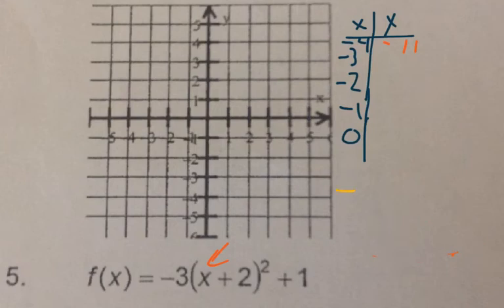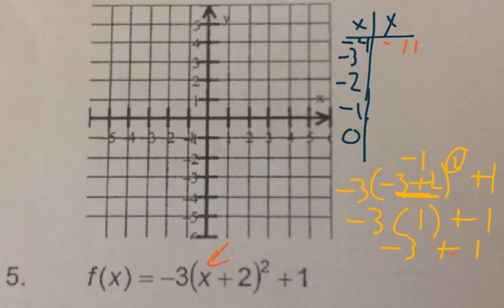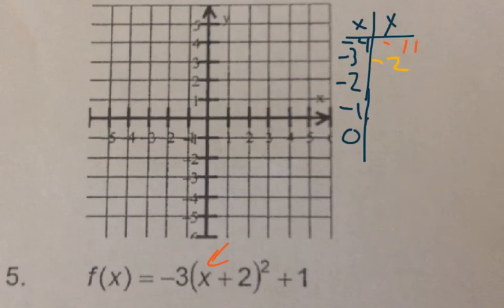If I plug in negative 3, I get negative 3 times (negative 3 plus 2) squared, plus 1. I know negative 3 plus 2 is negative 1, but when I square it, I'm going to have negative 3 times a positive 1 plus 1. And negative 3 plus 1 is negative 2. Again, pause the video, guys. I'm going to erase this work area here. I've designated this as my work area. So what about negative 2?